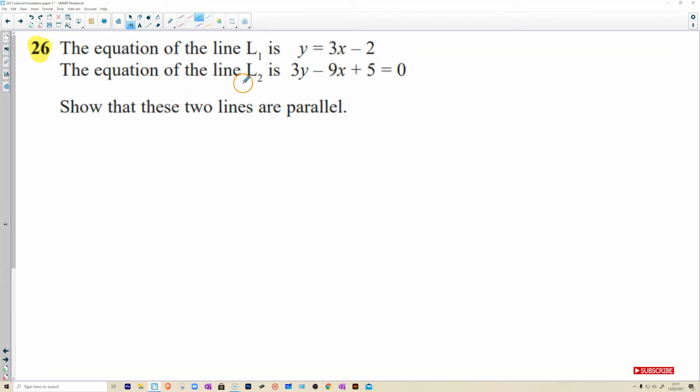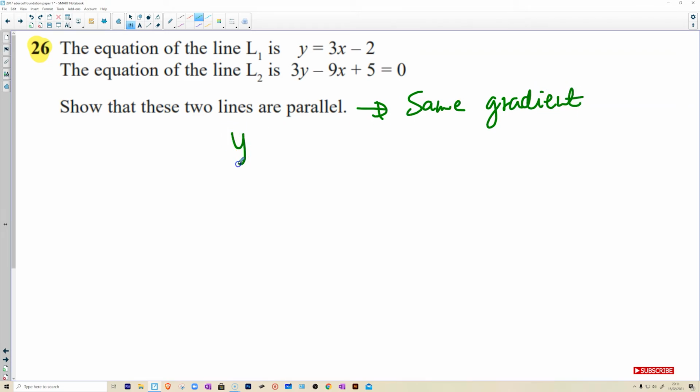So for question 26, we're told the equation of the line L1 is y equals 3x minus 2. The equation of the line L2 is 3y minus 9x plus 5 is equal to 0. Show that these two lines are parallel. So for lines to be parallel, what needs to happen? They need to have the same gradient.